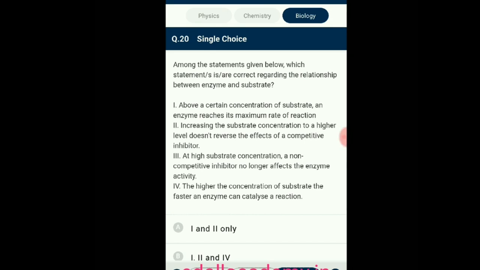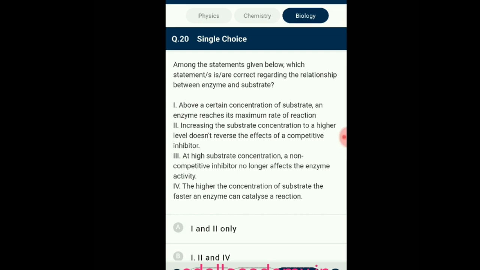Statement 3 is stating the presence of a non-competitive inhibitor, which binds to a separate site on the enzyme than the substrate and alters the active site of the enzyme. Thus, even if substrate concentration is increased, it will not lead to any change.